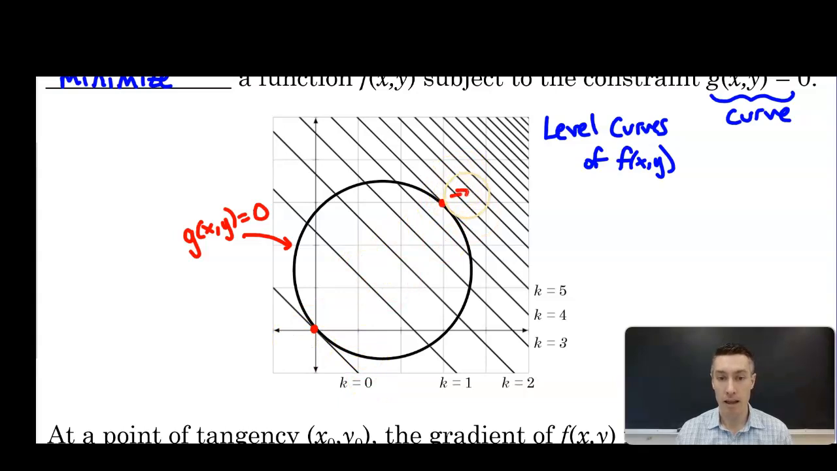So we can even write that. So that's going to be the point where the maximum output of the function occurs. And that's going to be the point where the minimum output occurs.